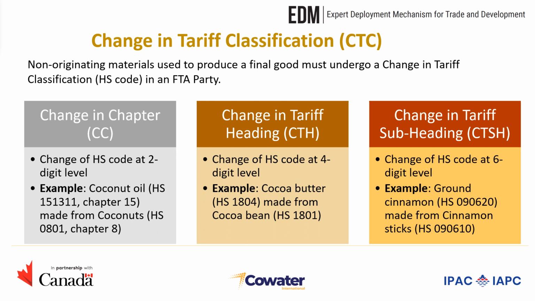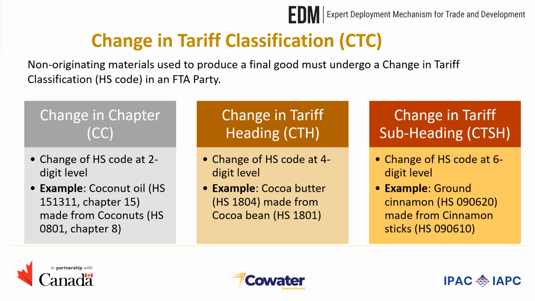For example, the rule applied to coconut oil is change in chapters. Coconut oil is a product under Chapter 15. If it is made from coconut, which is under Chapter 8, it will meet this rule on change in chapters. The rule applied to cocoa butter is change in tariff headings. So if cocoa butter with the HS code of 1804 is made from cocoa beans with the HS code of 1801, it will meet the rule of origin for it, which is the change in tariff heading.